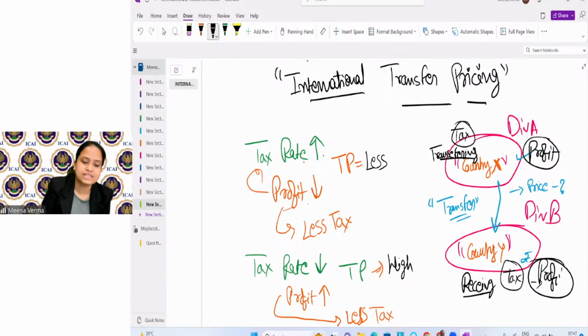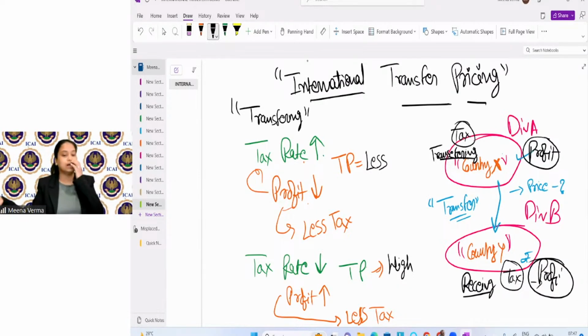So here we are deciding these cases for the transferring country. The country or the division which is transferring the goods to another country's division. In that case, we will see what is the tax rate of the transferring division. Is the tax rate of the transferring division of the country high, or is it less?